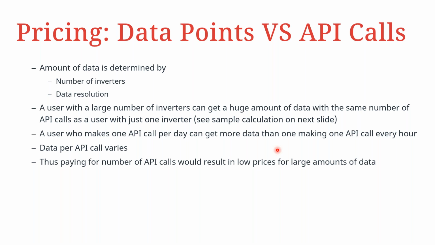A user who makes only one API call per day will get more data per call than one making one API call every hour, for example. So it helps to make a call maybe once a week, for example, if you need that data weekly. It all depends on how that data needs to be viewed.